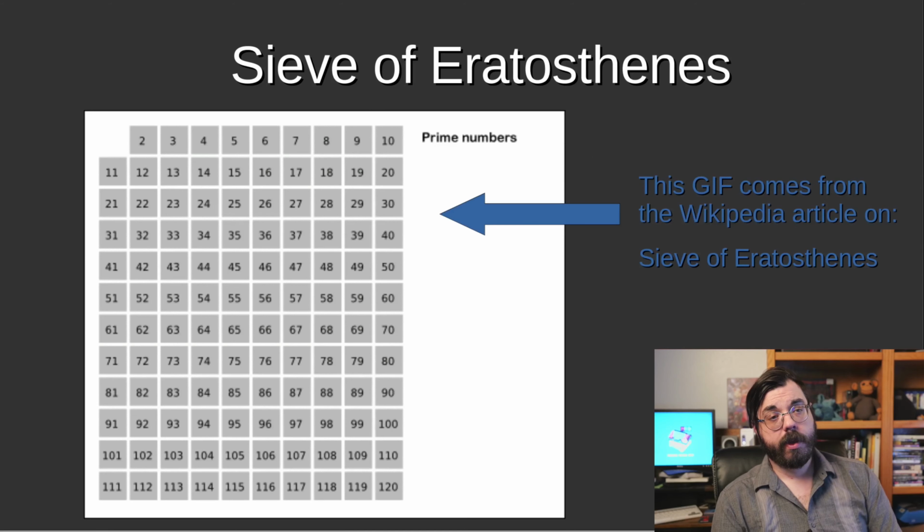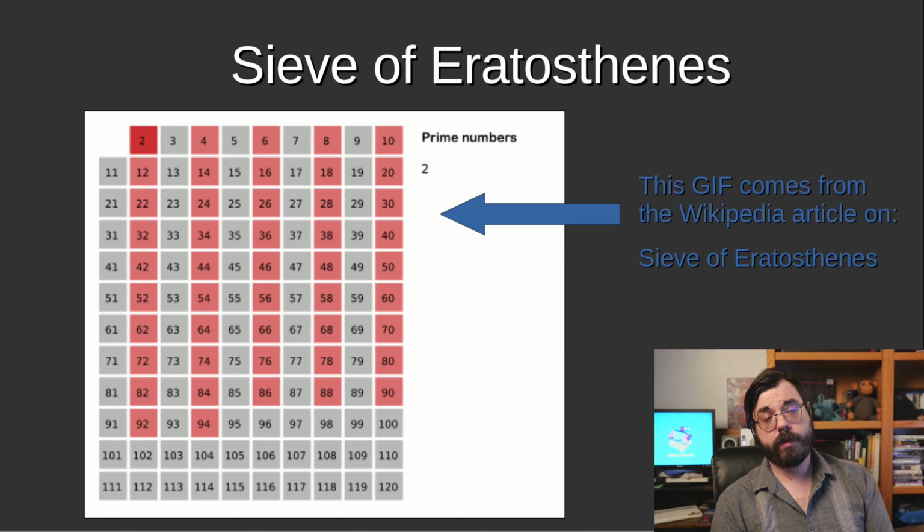Here I have a cool GIF of the Sieve of Eratosthenes, and I totally lifted this straight out of Wikipedia, so you're more than welcome to go check it out there. But let me explain how this algorithm works. Basically, we're going to start with the number 2, and we're going to iterate through the array, adding that value to the index, and for each one of those locations we will mark it as a multiple of that earlier prime number.